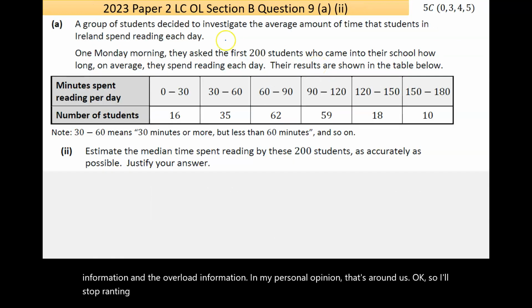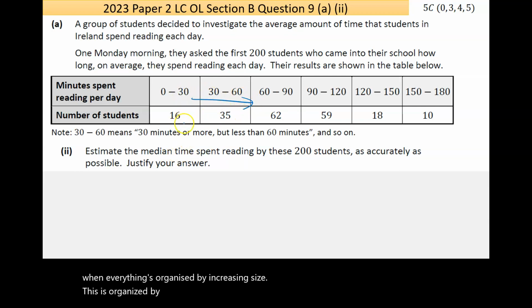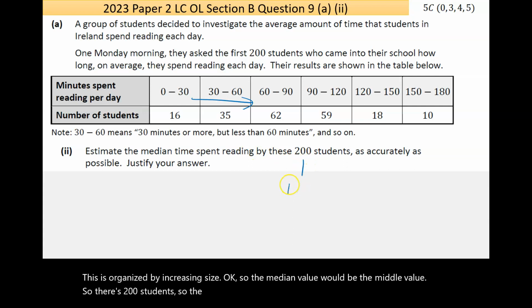Now, part 2 says estimate the median time. Now, the median is the middle value when everything's organized by increasing size. This is organized by increasing size. Okay, so the median value would be the middle value. So there's 200 students, so the middle value is 100. Now, where does the 100th student lie in this?